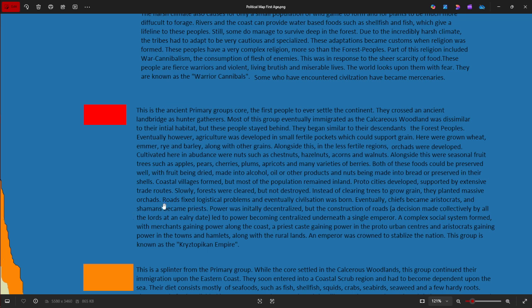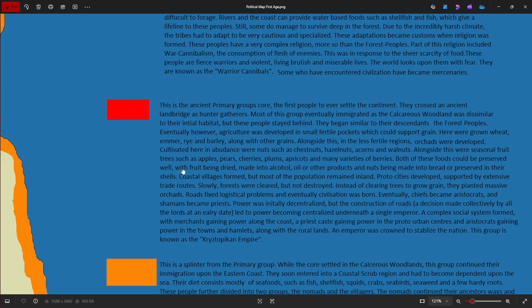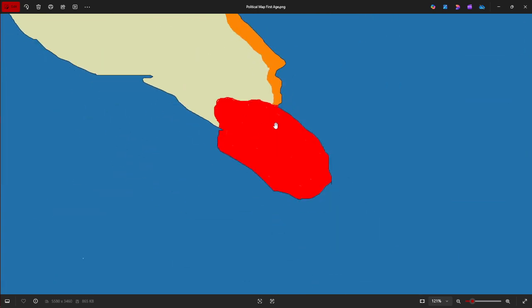And these roads allowed civilization to become centralized. The chiefs, as I said, became aristocrats, shamans became priests, and at the beginning, the power was really scattered. But the construction of the roads allowed power to be centralized. Armies could rapidly travel across these roads and invade, and they could also travel along the coastal villages in boats and ships offshore. And also, because orchards could provide a food source, the population was more sparse and scattered.